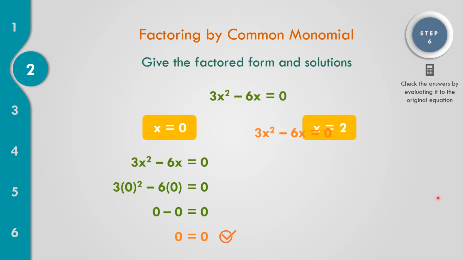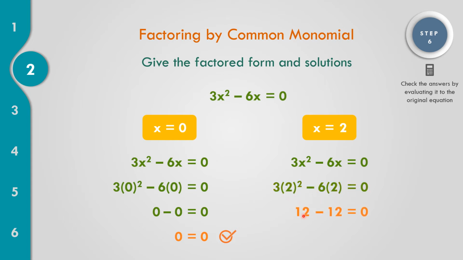What if x is equal to positive 2? So let us replace. So that becomes 3, replace x by 2 and then copy squared, minus 6, replace x by 2, and then equal to 0. 2 times 2, that is equal to 4, times 3, that is equal to 12. Negative 6 times 2, that is equal to negative 12, equal 0. 12 minus 12, that is 0, equal 0. So the solutions are 0 and positive 2.